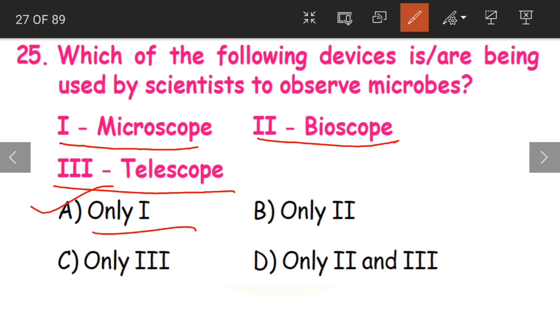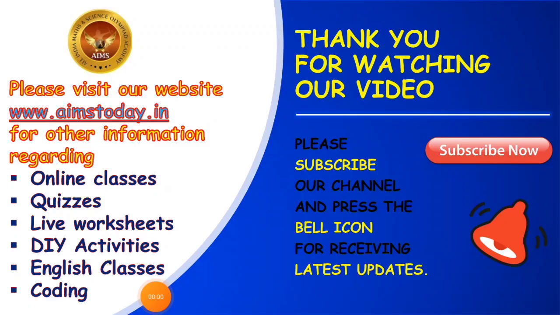Only the microscope. Through this they observe, see and study these microbes. Clear, children? So this is what we have learnt in today's session. We will be continuing in the next session. Until then, take care, stay well and goodbye.